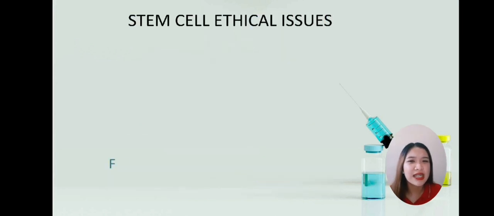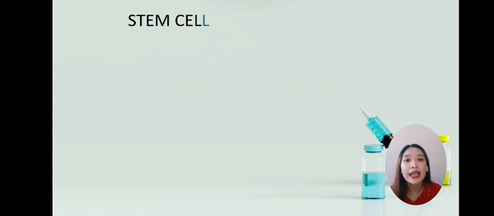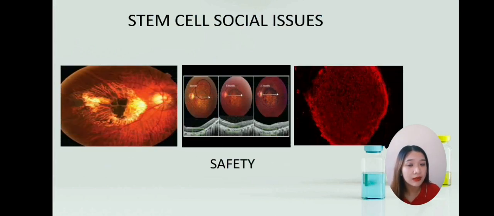The ethical issue that stem cells are facing is that it involves the destruction of human embryos, as a matter of religious faith and moral conviction. They believe that human life begins at conception and that embryos are therefore persons. Lastly, the social issue that stem cells are facing is that safety is a major issue for iPS cell research aimed at clinical applications, as the cell reprogramming process can cause harmful mutations in the stem cells, increasing the risk of cancer.